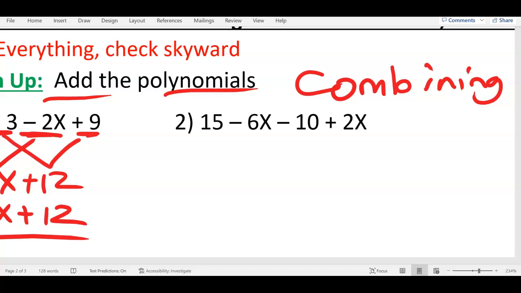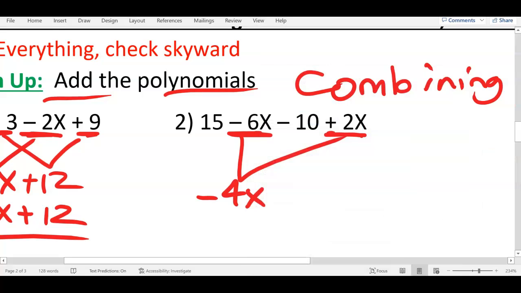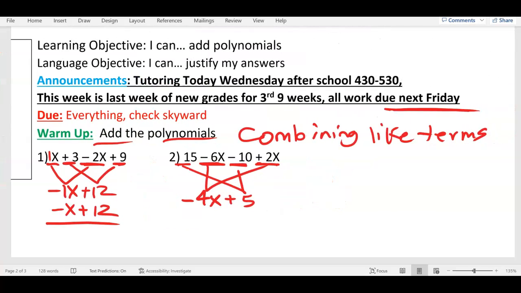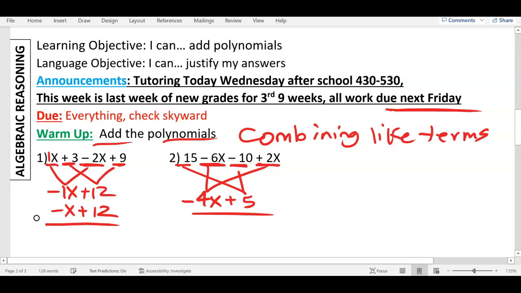All right, number 2. Combining like terms again. Now, the highest power I see is x, right? So I have a negative 6x plus a 2x. So I'm going to combine the highest powers, which are x's, together. What is negative 6 plus 2? Negative 4x. Very good. Again, if you're not sure, use your calculator. Okay, negative 6 plus 2 is negative 4x. And then my constants, 15 minus 10. What's 15 minus 10? Positive 5, so plus 5. Okay? That is a review of what we've done before with combining like terms.